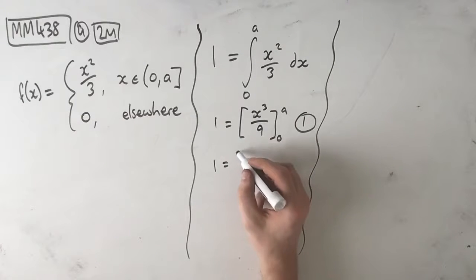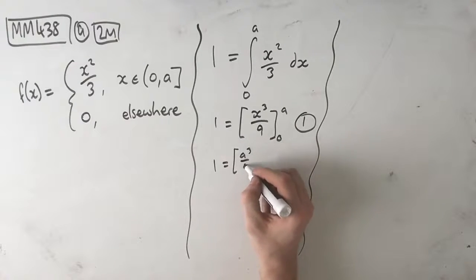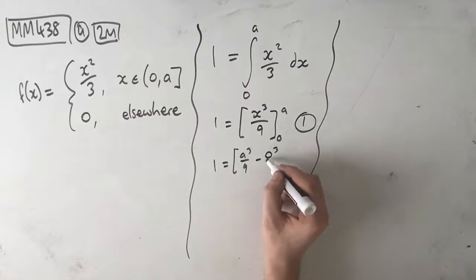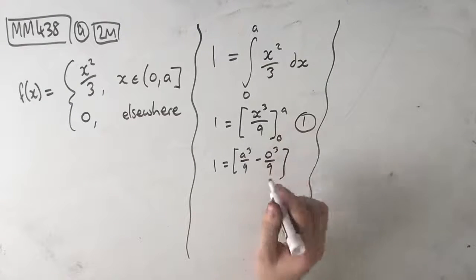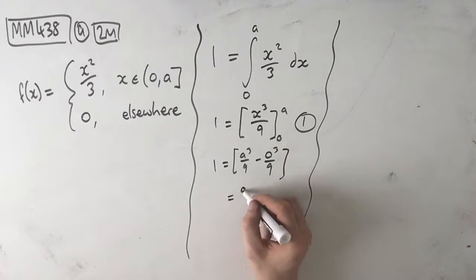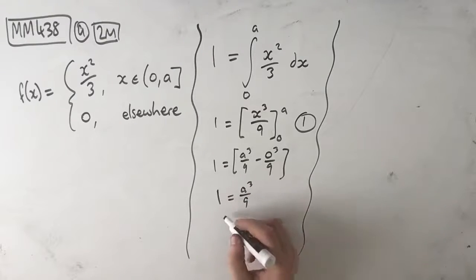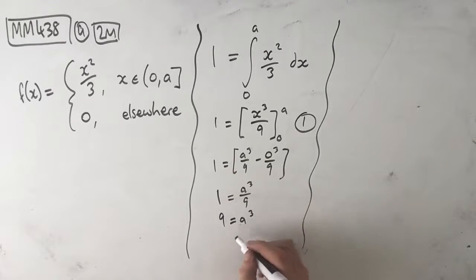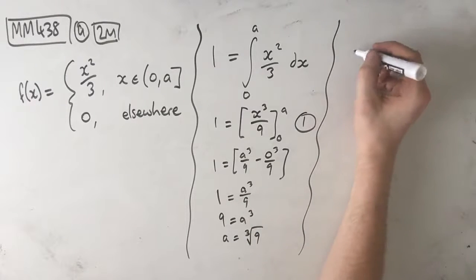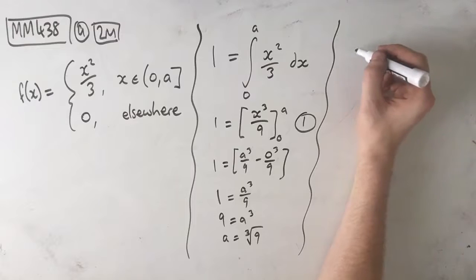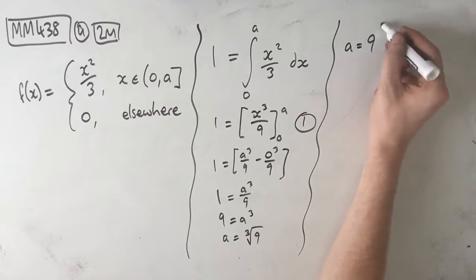So sub in our value for a, so we get a cubed over 9 minus 0 cubed over 9. So we've just subbed in our a and our 0. 0 cubed over 9 is just 0, so we get a cubed over 9. That's equal to 1. So we get 9 equals a cubed. So a is equal to the cubed root of 9. Now, the cubed root is the same as doing something to the power of a third. So that is 9 to the power of a third.